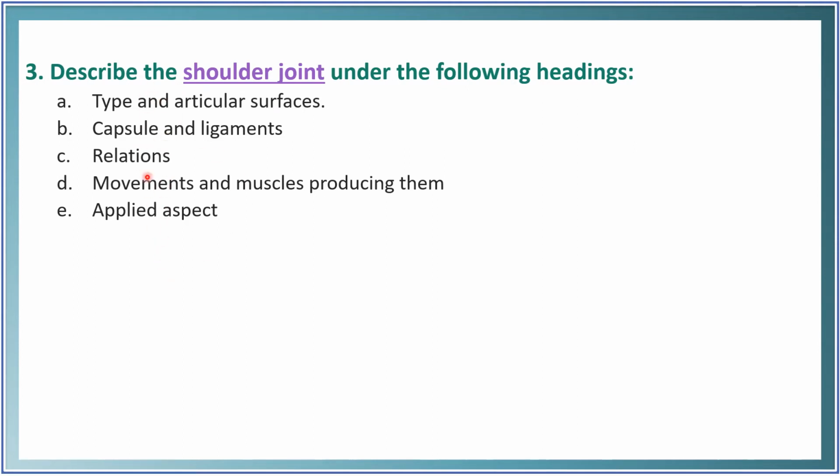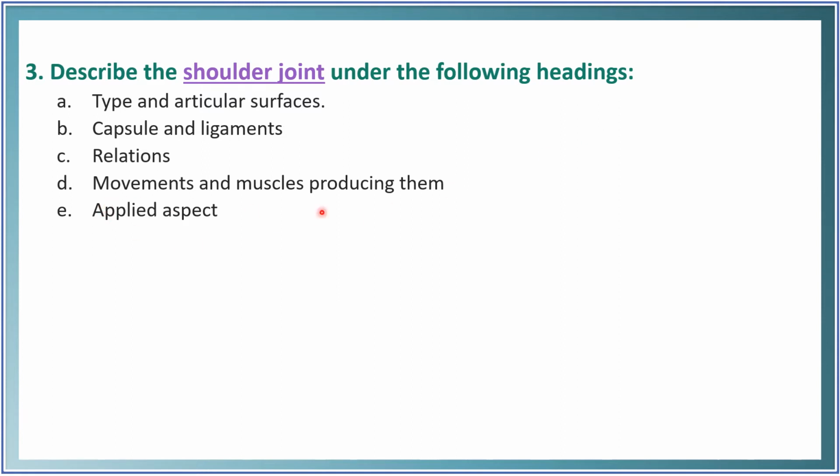But if it is in structured form, then you have to take care that under which headings you have to mention your answer. So here you can see the first is type and obviously subtype. Like in this case, it would be synovial and ball and socket. Then the articular surfaces, then capsule and ligaments you have to describe briefly. Then if it is written relations, only then mention it. Some of the students, even if relations are not asked, they will draw the diagram of relations, they will describe them. You are just wasting your time. You won't get marks for that.